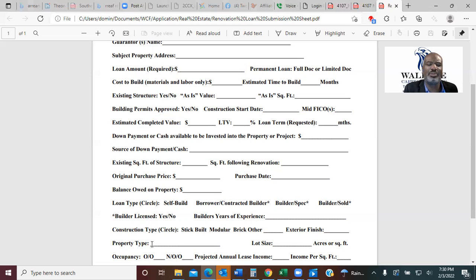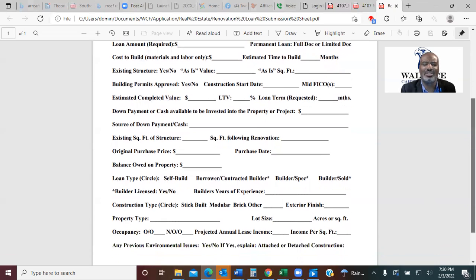The type of property. So, is it a single family home? Is this a duplex? Is it a triplex? Is it a quadplex? You have four units, multifamily. Usually this form is mainly for 1 to 4. The lot size. So this property is on how many acres or square footage is the lot that it's on?